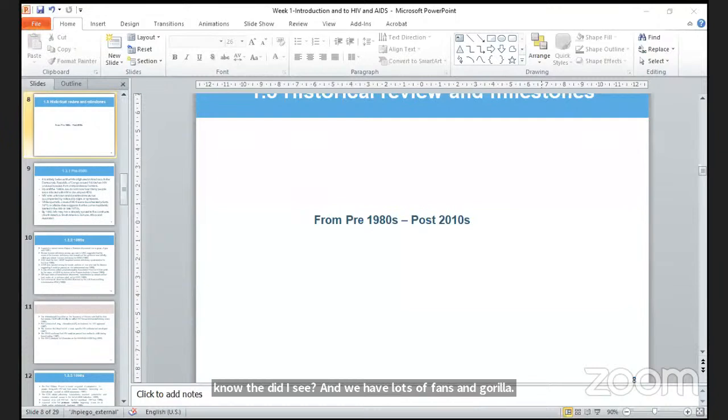You maybe know briefly of that. And so, due to the hunting and interaction with these animals, the virus somehow crossed over from chimpanzees to human beings.